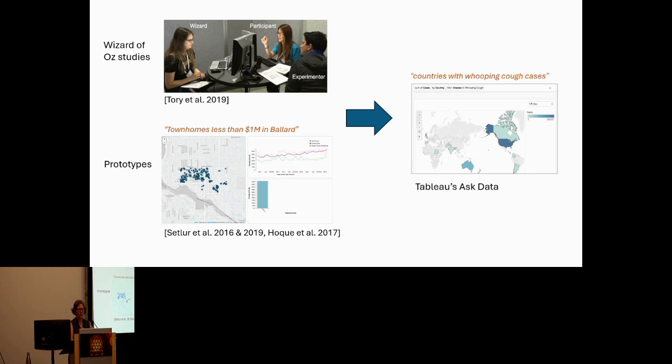On the right, the user has asked for countries with whooping cough cases, and the system has produced a map showing those different countries and the prevalence of whooping cough. But this work all started with a combination of some Wizard of Oz studies where we had a human in the back end faking the response to the user's queries, and then a series of prototypes where we ultimately figured out how to make this work. And then ultimately this was shipped as Tableau's feature called Ask Data, which is in Tableau Server today.